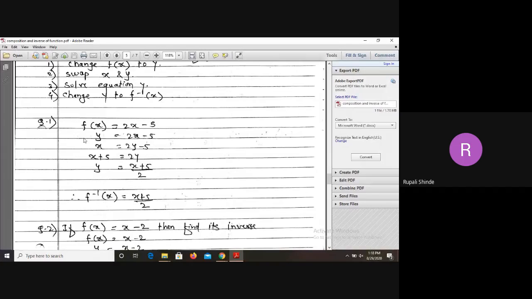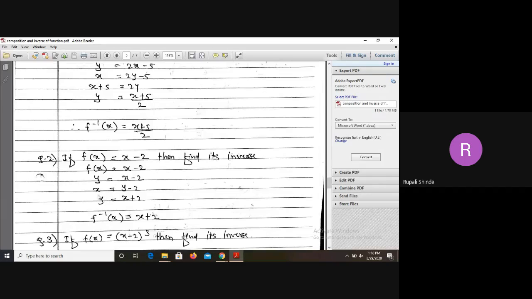Now we have to apply the last step, that is change y to f inverse of x. So just replace this y by f inverse of x, and that is equal to x plus 2. So this is the inverse of the given function.